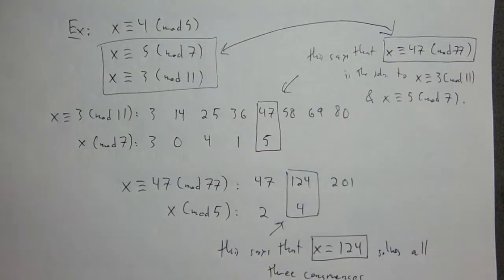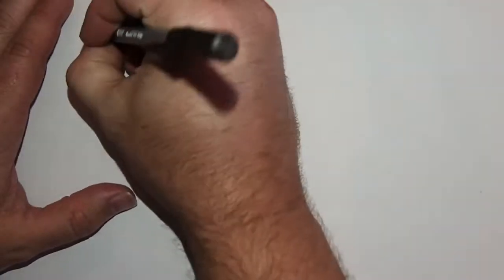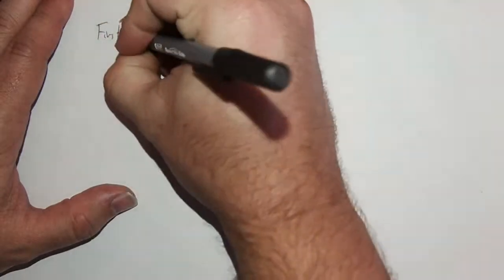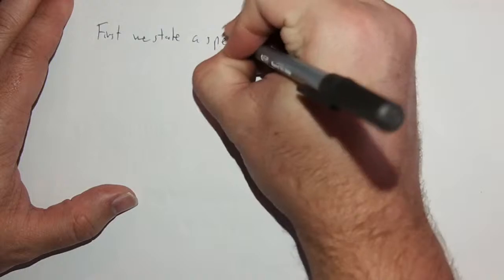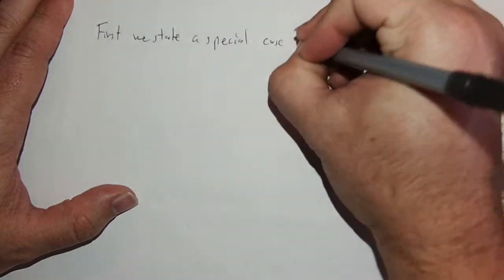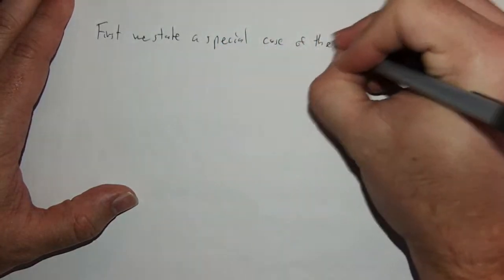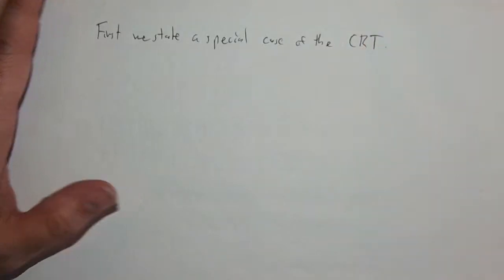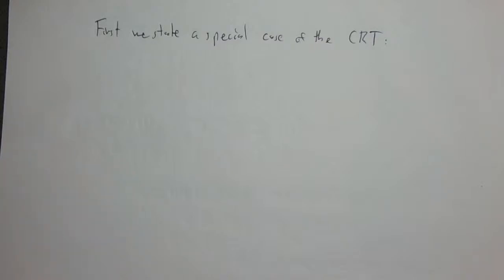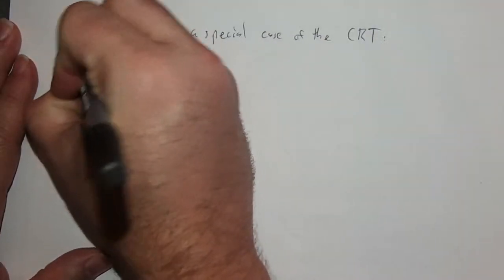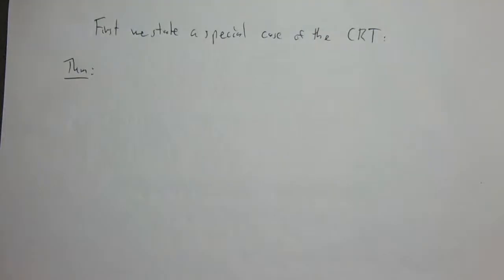Okay, so let's first state a special case of the Chinese remainder theorem. So this is still called a theorem. Technically it doesn't have a name, it's just a number.